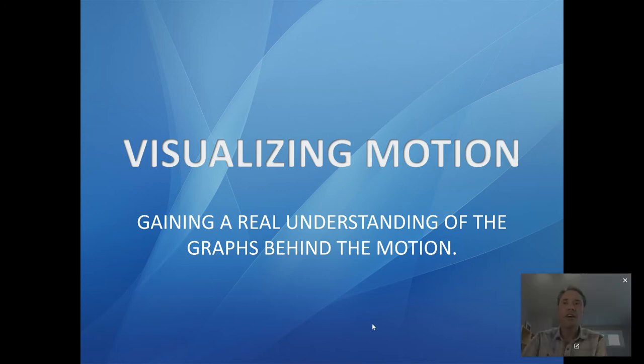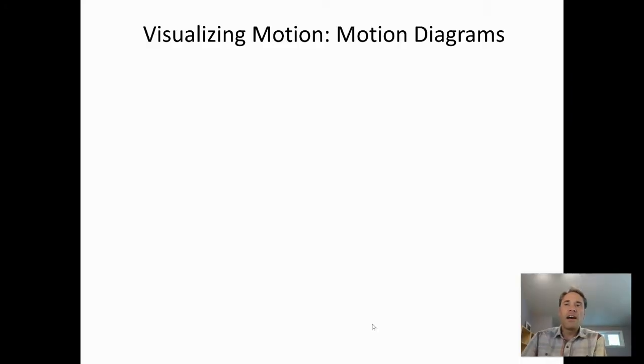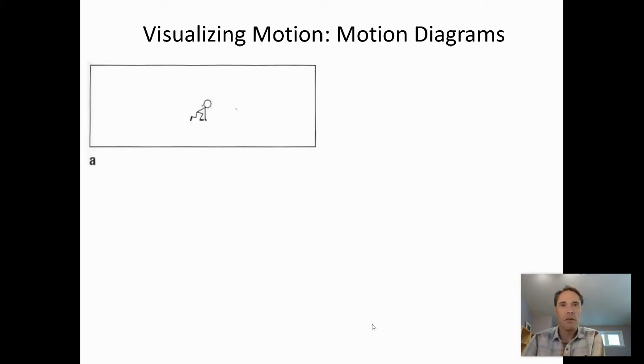Let's start looking specifically at some motion diagrams. Motion diagrams are very much like onion skins, if you remember doing that with the stop motion animation, if that's something you played around with. So let's look at a motion diagram. We'll start with this really basic one.